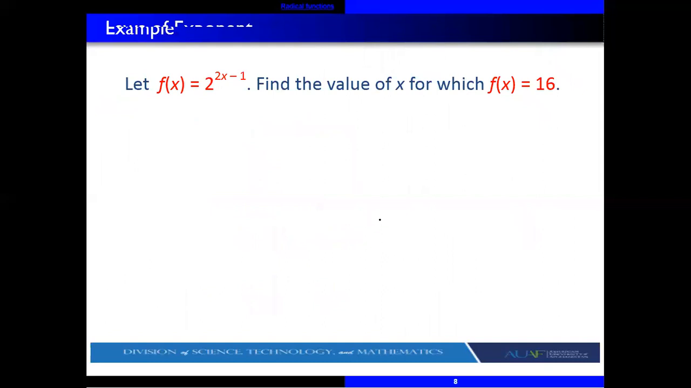Okay, how to find the value of exponential function? How to find the value of the variable in an exponential function? For example, you can see one function is given, and function equal to what? Function is f of x.